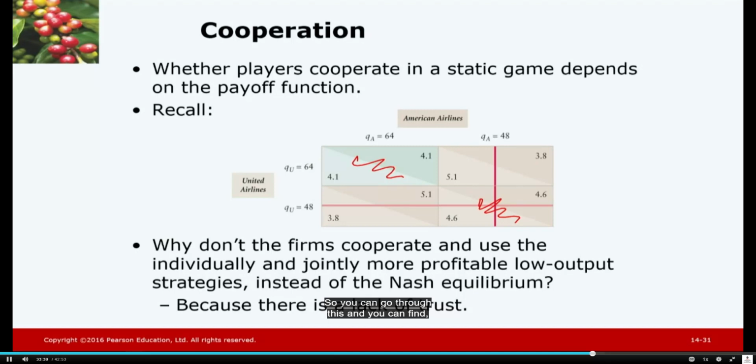So if the firms were to cooperate and use the individually and jointly more profitable low output, they would be able to make more profit. And we said the reason that they don't do that is because of lack of trust. So there has to be a way of getting around that lack of trust, as with the prisoner's dilemma.